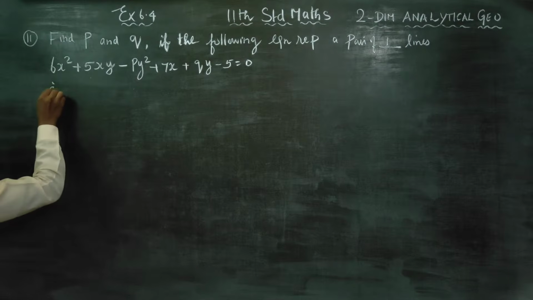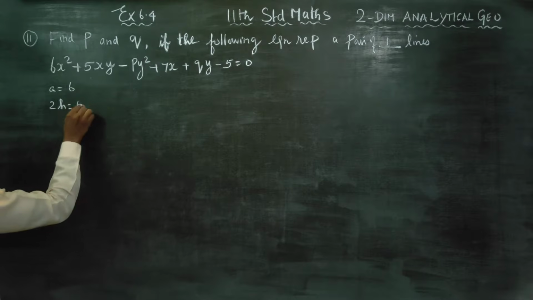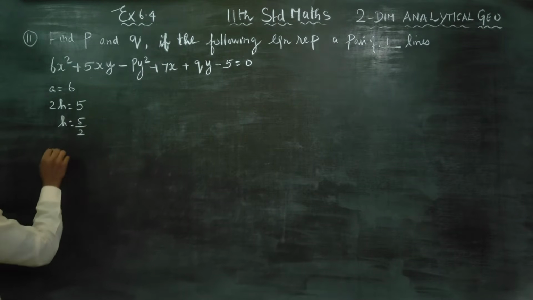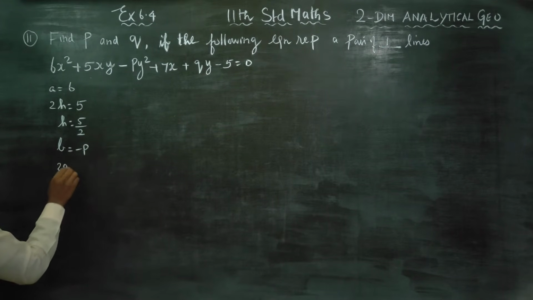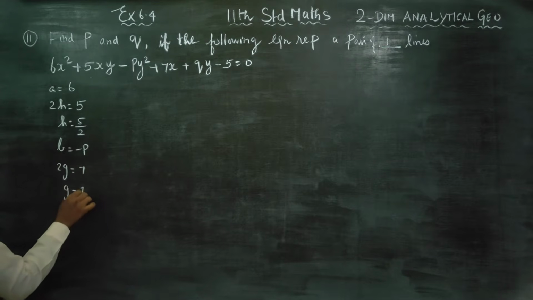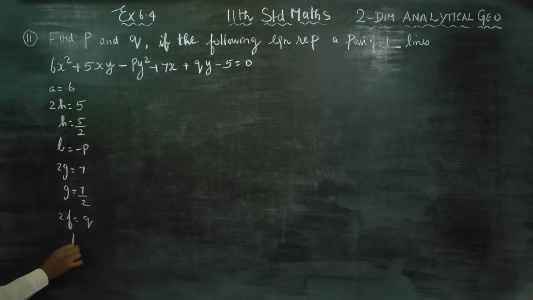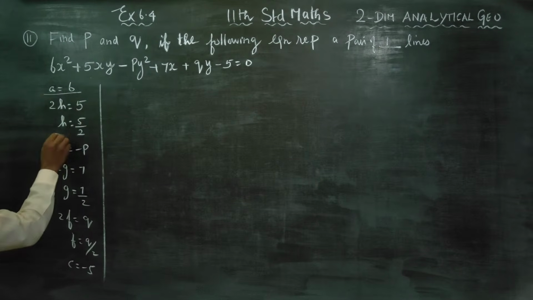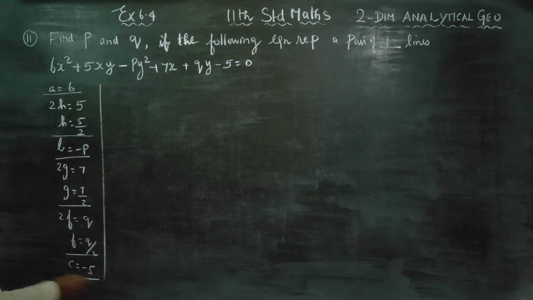A is equal to 6, then 2h is equal to 5, h is equal to 5 by 2, then b is equal to minus p, then 2g is equal to 7, g is equal to 7 by 2, then 2f is equal to q, f is equal to q by 2, then our constant c is minus 5. These are the list of items: A's answer, H's answer, B's answer, G's answer, F's answer, C's answer.